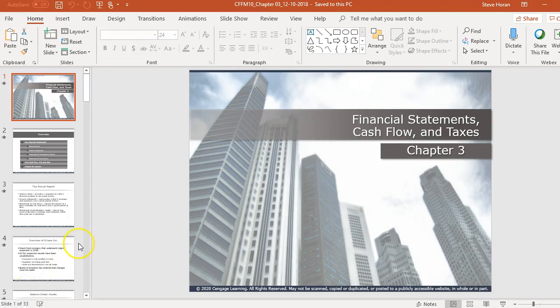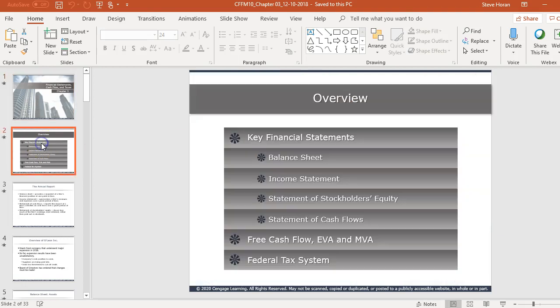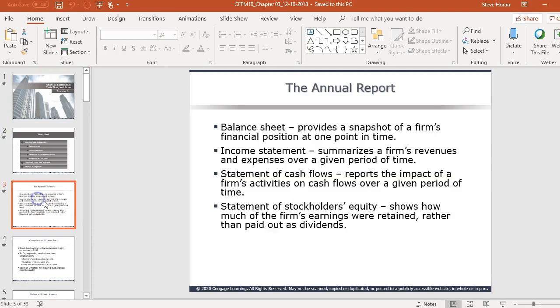Let's take a look at Chapter 3. You can see the title here is called Financial Statements, Cash Flows, and Taxes. So we'll take a look at the financial statements that companies produce. We'll talk a little bit about free cash flow, what they call EVA and MVA, which is economic value added and market value added, and a little bit about the tax system.